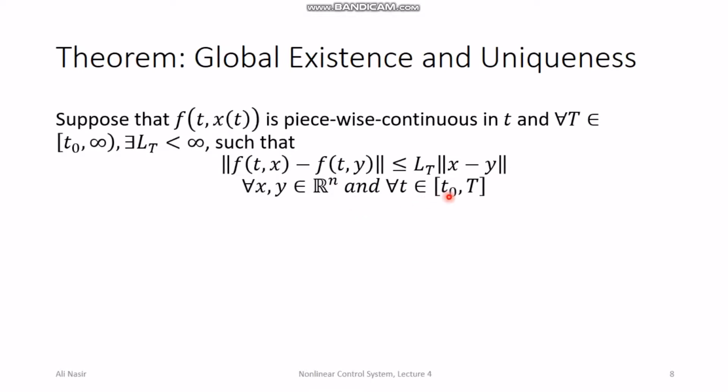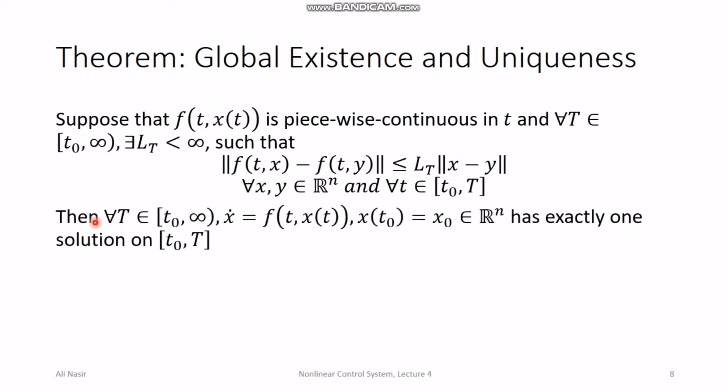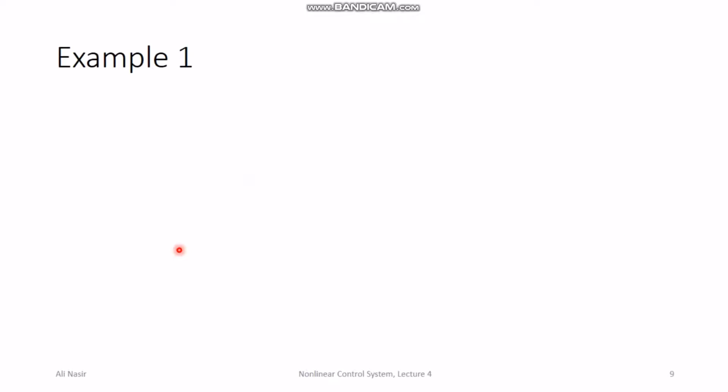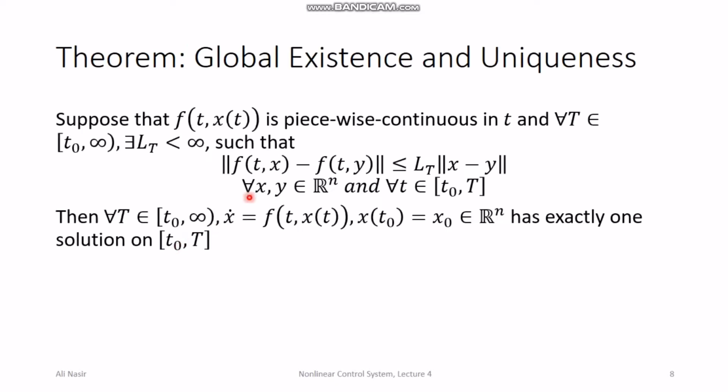And then this is also t naught to capital T, where capital T belongs to t naught to infinity. So this interval is also not finite. It does not have to be a small interval; it can be an arbitrarily large interval. Then for all t belonging to t naught to infinity, this differential equation will have exactly one solution, and this is basically the global existence and uniqueness.